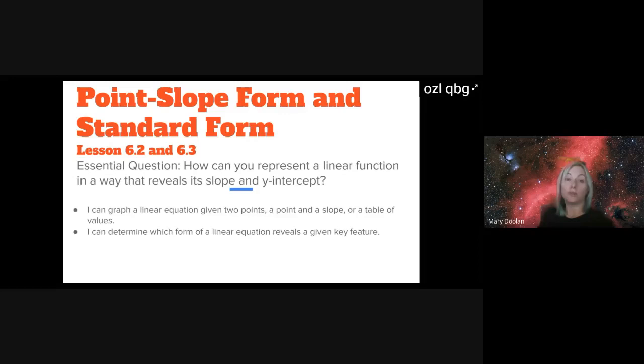And we're going to review how we graph linear equations. There's lots of ways to graph a linear equation. In your I can statements here, I can graph a linear equation given 2 points, a point and a slope, or a table of values. Those are definitely 3 ways that you can graph a linear equation. Sometimes, depending on which form of an equation you have, one way may be easier than another, but it's not the only way.